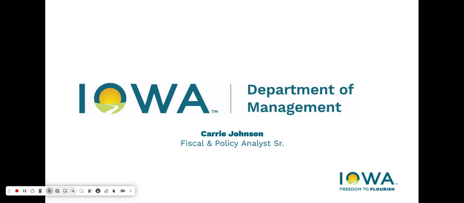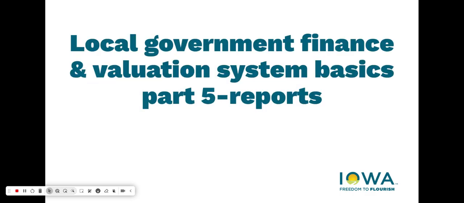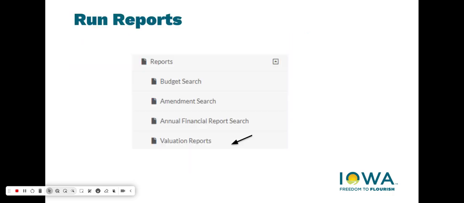This is Carrie Johnson with the Iowa Department of Management, and this is segment 5 of a 7-part webinar series of videos to provide some guidance to county auditors and their staff as they work to submit the 2024 valuations to the Department of Management's website. Section 5 here will really talk about the various different types of reports that are available from the valuation system, some of their usage, and how you might obtain those.